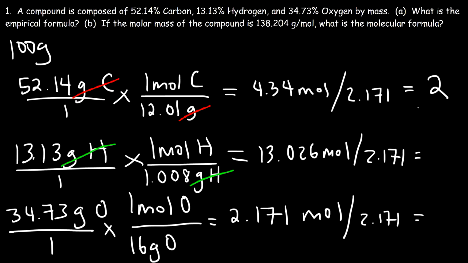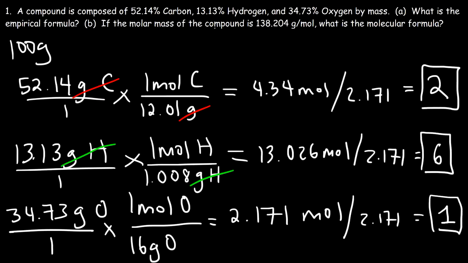13.026 divided by 2.171 is 6. And this is clearly 1. So now we have the subscript for carbon, the subscript for hydrogen, and the subscript for oxygen. So the empirical formula, that is the formula with the lowest ratios, it's C2H6O1. So that's the empirical formula. That's how you could find it if you're given the percent composition of an element. So that's the answer for part A.